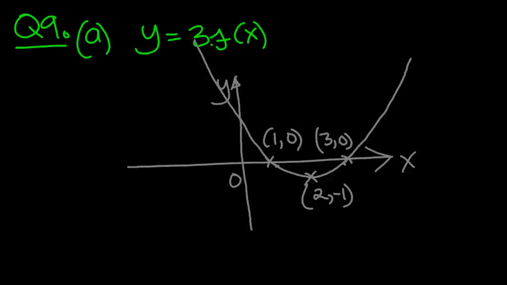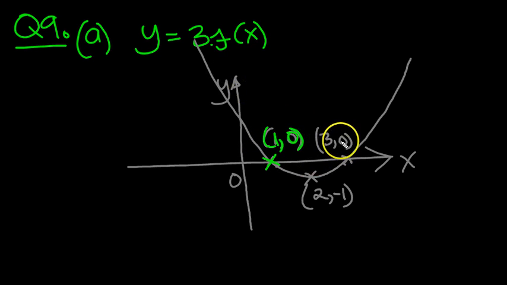So let's have a go at that then. So here's y equals 3f of x. I've penciled it in for the moment. So when x is 1, y is 0. So if I put 1 in here, what will we get? 3 times f of 1, which is 0. 3 times 0 is 0. So we still get that. So at (1, 0) then, we get that coordinate.